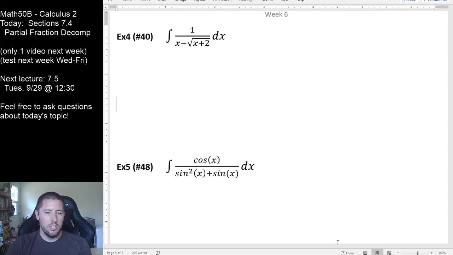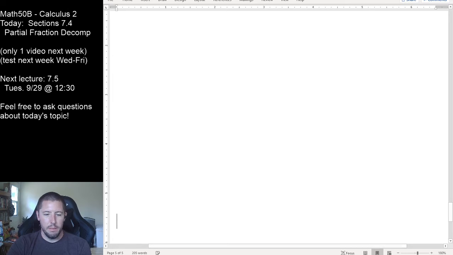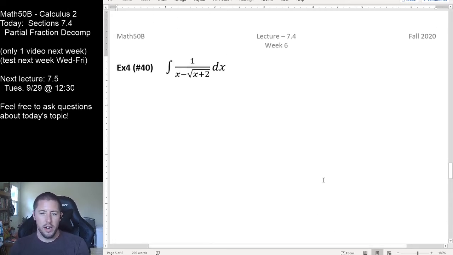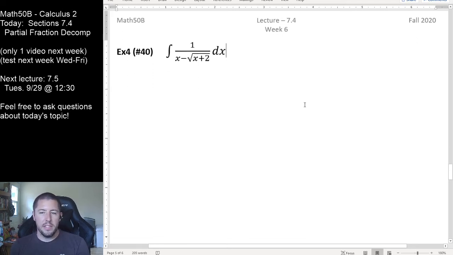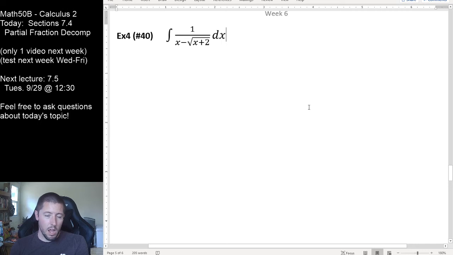So these are the two we're going to do today, but I'm going to do example 4 twice because I think we're going to get a little bit hung up. Example 5 is going to turn out to be pretty easy, even though it's got those trig terms stuck in it here. So here we are. I think this is our tough one today. Example 4 is number 40 from the book.